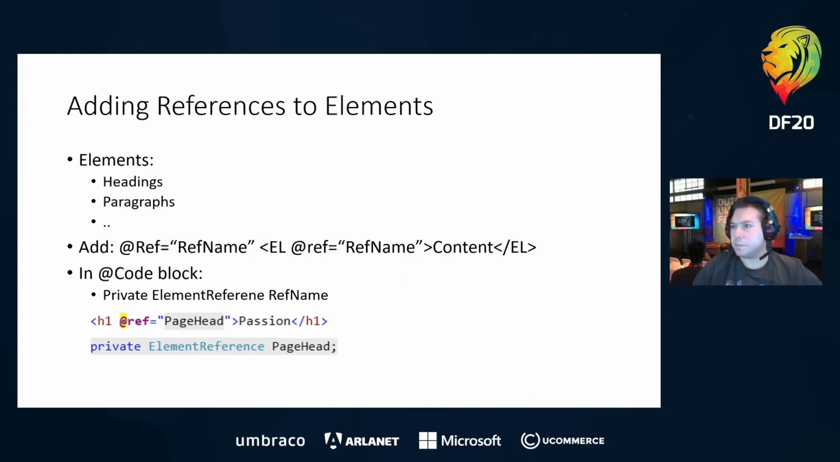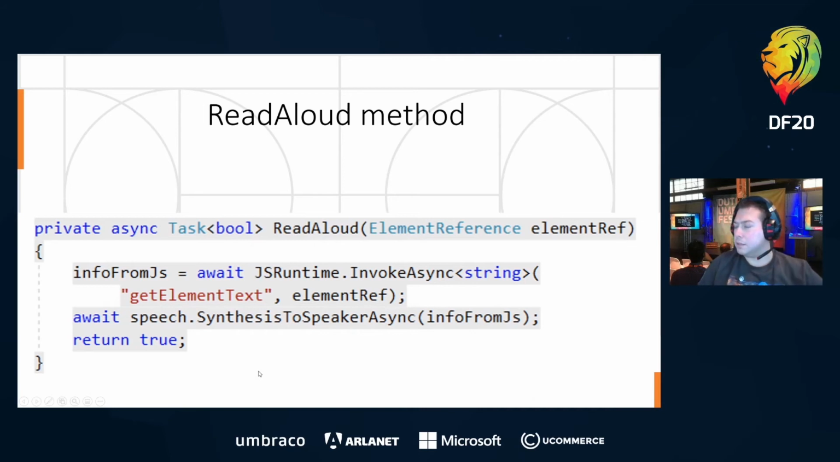We need the @ref. So then we need the ref name, and this is how this looks. And then in the @code block in Blazor, you also need to make a private declaration of the elements. So here, for example, is the demo of the heading of Passion. We have the @ref, and then we also have the private ElementReference pageHead. And then you have the ReadAloud method. It's a private async Task with the element reference as input.